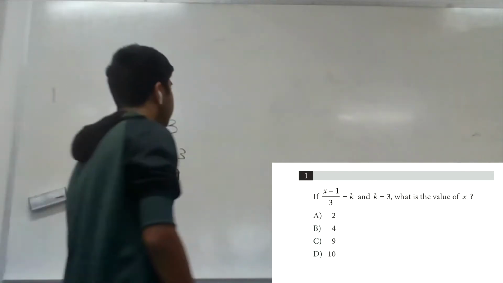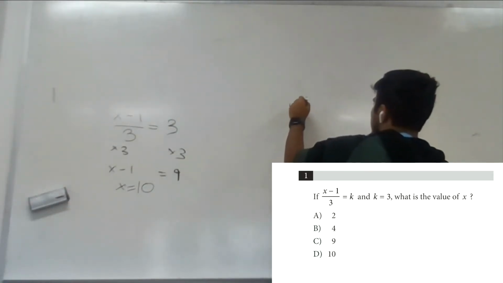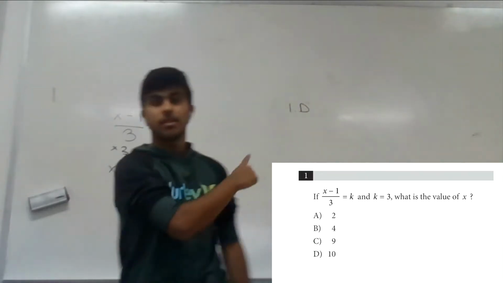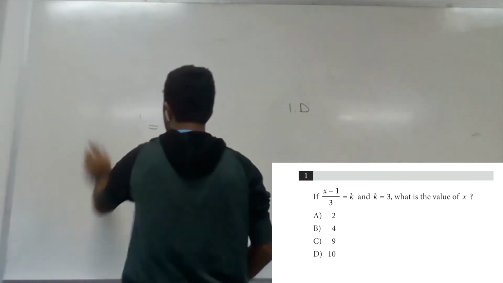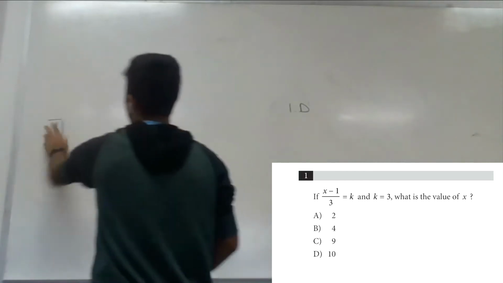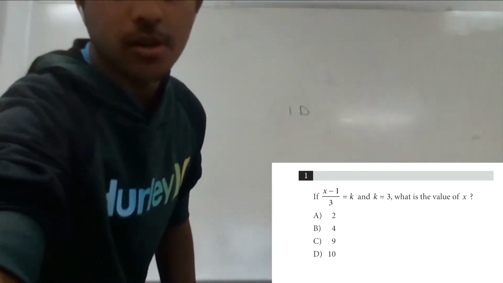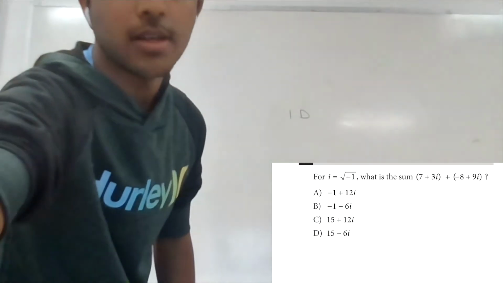X equals 10 is choice D. So we're just going to write here 1 is choice D. You can see number 1 is choice D, and we can move on to question number 2. Alright, so we're going to go to question number 2. Let's scroll down to that.